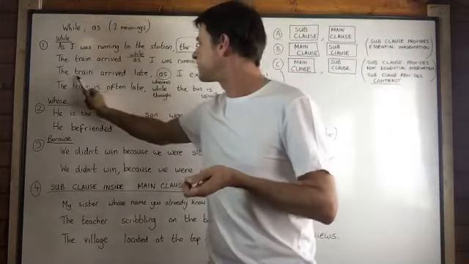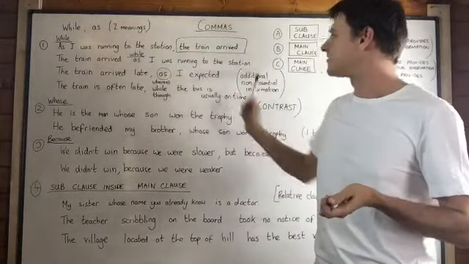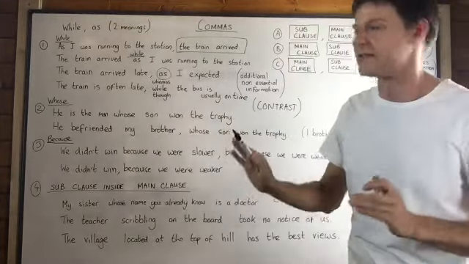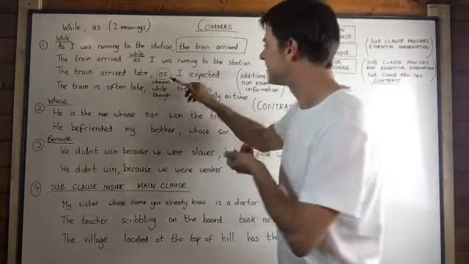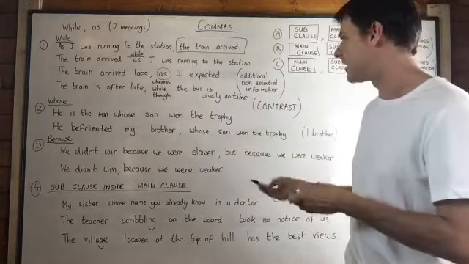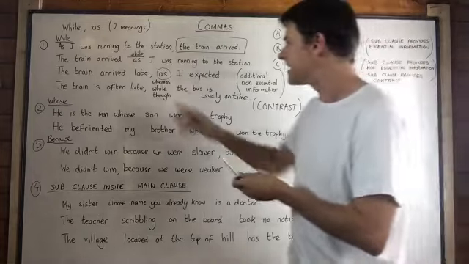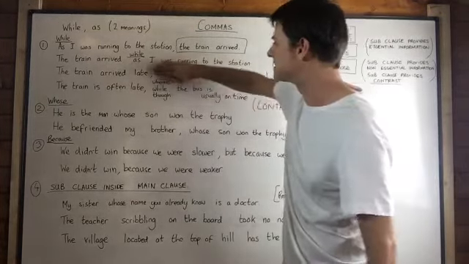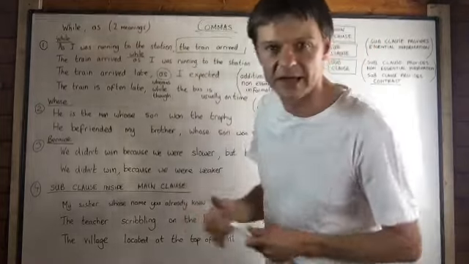But if we say this, the train arrived late, as I expected, then this is being used in a very different way. It doesn't mean at the same time I expected, it means in the way that I expected. And here, this is extra information. It's not important. We could take it away and still the train arrived late.